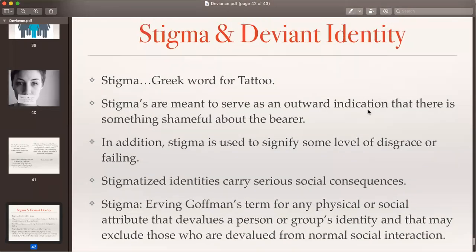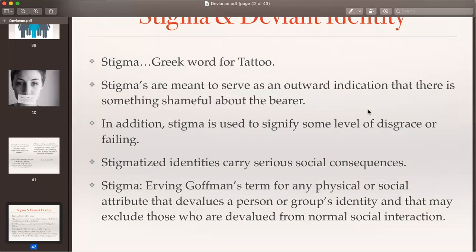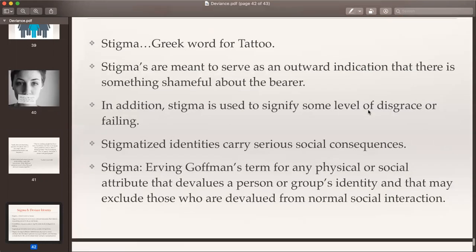Then we look at this concept of stigma and deviant identity. Stigmas are outward indications that there's something shameful about being the bearer. They carry with them some level of disgrace, some level of failing. And these stigmatized identities carry at times social consequences. You go from being a member of the in-group or never being a member of the in-group to always holding this position of being an outsider, a member of the out-group. This idea that you're being excluded from normal social interaction.